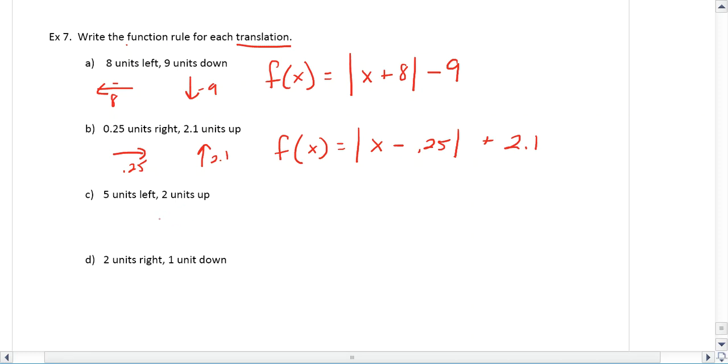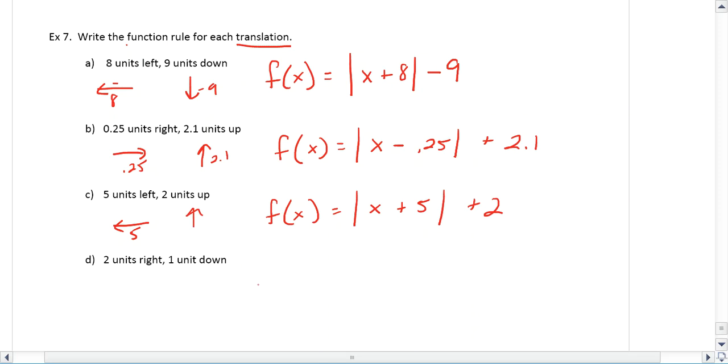Okay, I hope you gave them a try. 5 units to the left, that means it's moving in the negative direction 5 units. So we know if we're going in the negative direction, it's not minus 5 in here, it's plus 5. And then we're going up 2, so that's easy, that's plus 2.